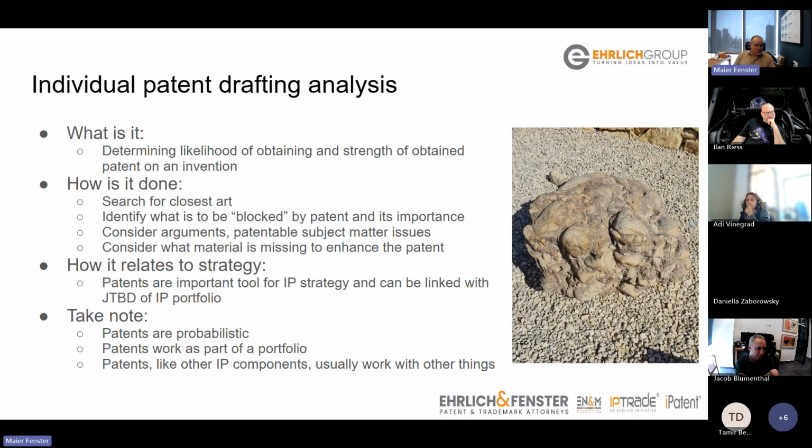Now, what does this have to do with strategy? Well, patents are an important tool used by IP strategy. And ideally, you can link them with particular jobs to be done of the IP portfolio. Now, I emphasize individual patent because usually patents don't work on their own. They work with other elements. They're part of a portfolio. But the fact is that when we draft a patent application, we do this activity and we do it for strategic reasons.